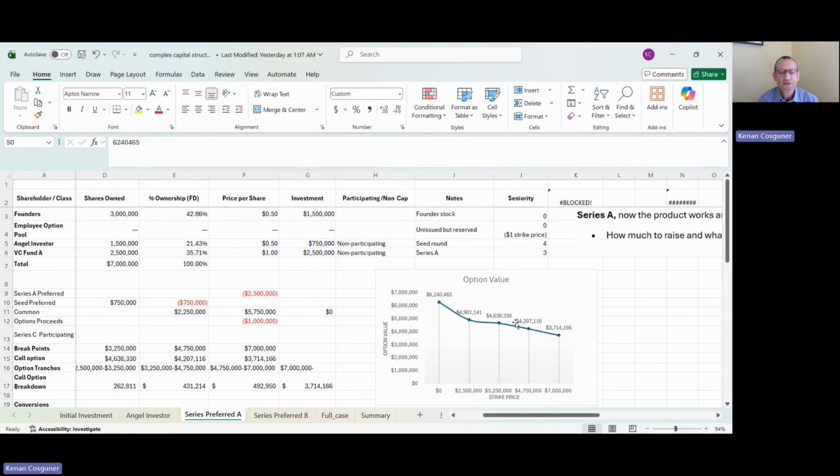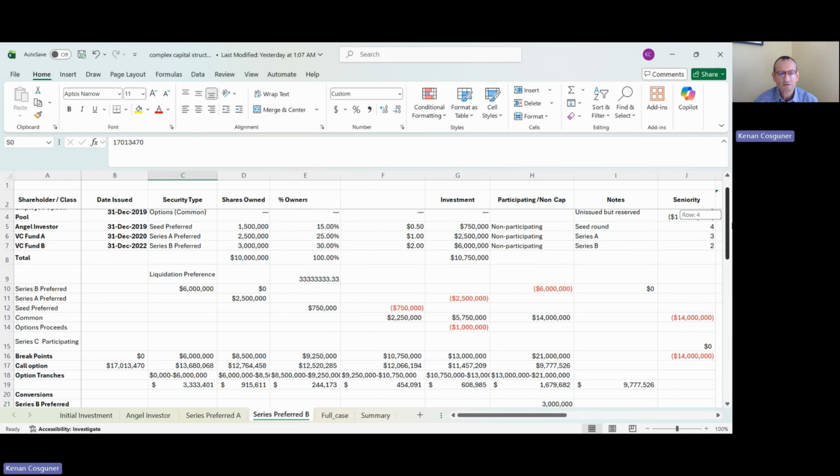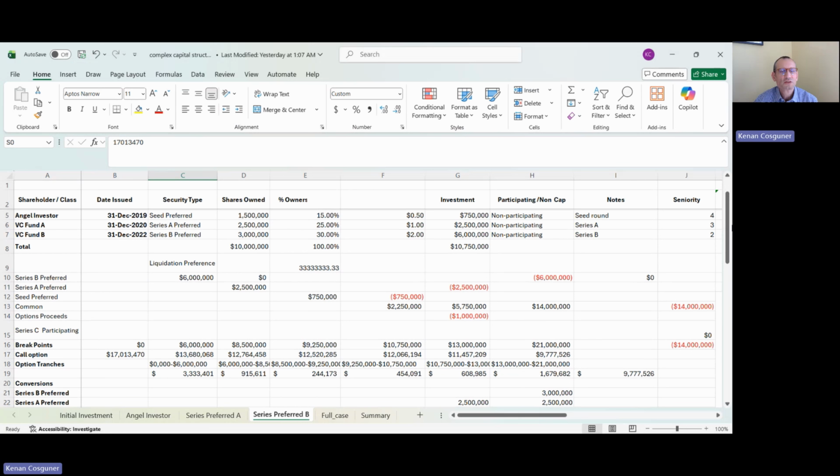Let's move on to Series B preferred round. A VC fund invested $6 million in the company at a $2 per share equity value. Series B shares have seniority over Series A and C preferred, and Series A have seniority over C preferred. Based on the seniority, in the event of liquidation, first Series B investors will get paid. So first breakpoint is $6 million.